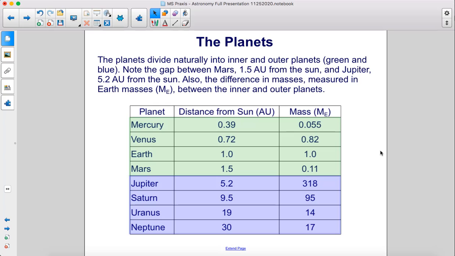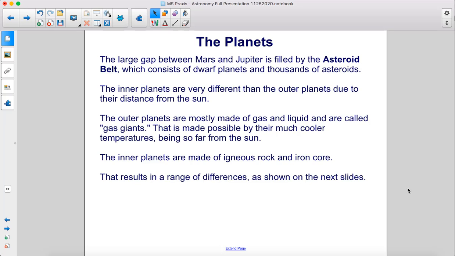The planets divide naturally into inner and outer planets, shown here in green and blue. Note the gap between Mars, 1.5 AU from the Sun, and Jupiter, 5.2 AU from the Sun. Also, the difference in masses, measured here in Earth masses, between the inner and outer planets. The large gap between Mars and Jupiter is filled by the asteroid belt, which consists of dwarf planets and thousands of asteroids.